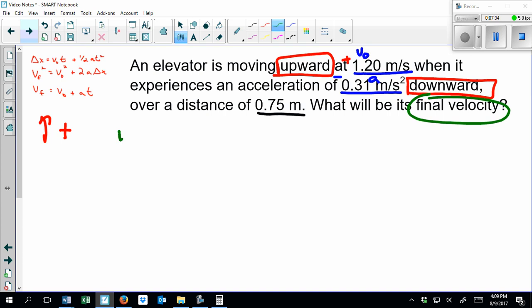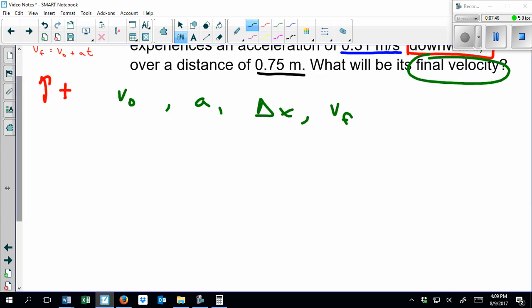So right now I've got velocity initial involved, I've got acceleration involved, I've got delta x, and I've got final velocity. The equation that fits with that is going to be vf squared equals v naught squared plus 2a delta x. Notice that nowhere in this problem was time mentioned, right? I'm not looking for it, I don't have it, I don't want it in my equation.